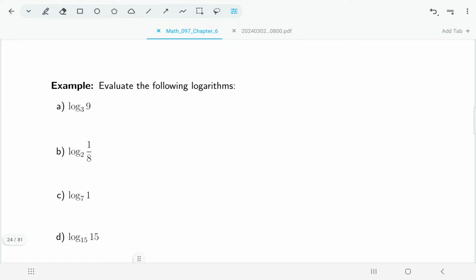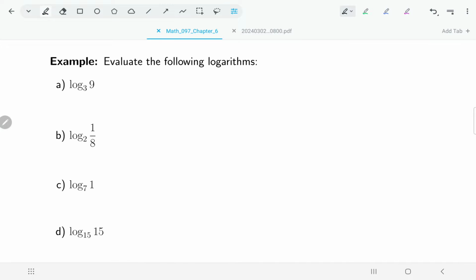Okay, so while we can't evaluate every single log by hand, for some nice ones we might be able to. For all of the examples we're looking at here, we can answer what is log base 3 of 9 by asking ourselves the question, 3 to what power gives us 9? Or log base 2 of 1/8 by asking ourselves, 2 to what power gives us 1/8? So let's get started with this first one.